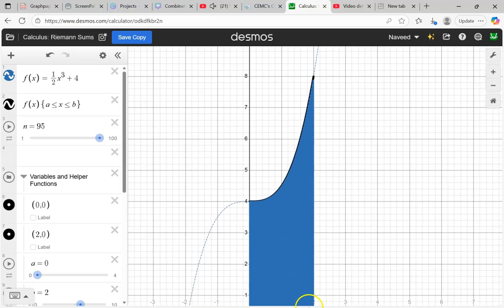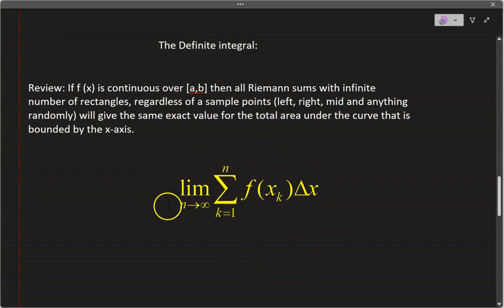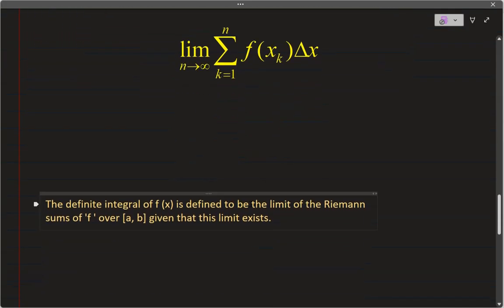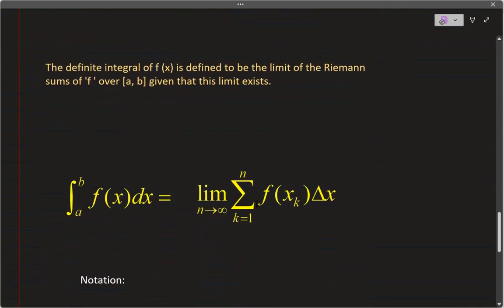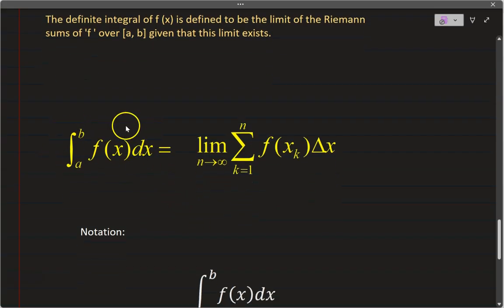And to make it very compact, we used this notation or this form. And this leads into what we call the Riemann integrals, and that is given by this notation. So the definite integral of f of x is defined to be the limit of the Riemann sum of f over [a, b]. This is the interval [a, b], given that this limit exists. So if this limit exists, this is the notation. This is called the definite integral.